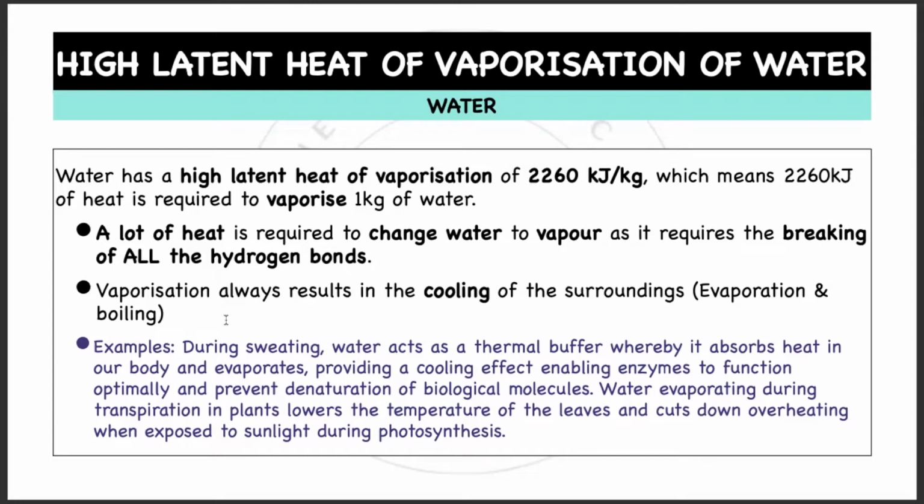Water evaporating during transpiration in plants lowers the temperature of the leaves and cuts down overheating when exposed to sunlight during photosynthesis. So basically, when we sweat, the water will absorb the heat in our body and evaporate, and it will bring a cooling effect. Transpiration is when water evaporates from the surface of the leaves. How is it important? The water prevents heat from directly affecting the leaves or the plant, so it acts basically like a defense mechanism.